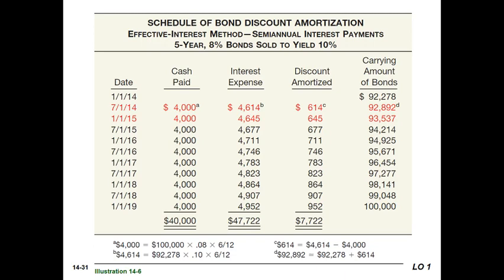You'll notice that at the point of maturity, the bond carrying value will be $100,000, equal to maturity value and face value.